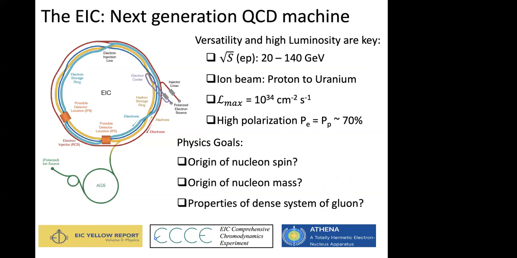In terms of the physics goals, the EIC will try to address three main questions: the origin of nucleon spin, the origin of nucleon mass, and the properties of dense systems of gluons in the nucleon. In order to answer these questions, a very comprehensive physics program is described in the Yellow Report, so I highly recommend you check it out. I believe most of you know that a lot of effort is ongoing for both HE and antenna to provide the EIC detector proposal, and I believe all of you were very busy with the December 1 deadline last week.